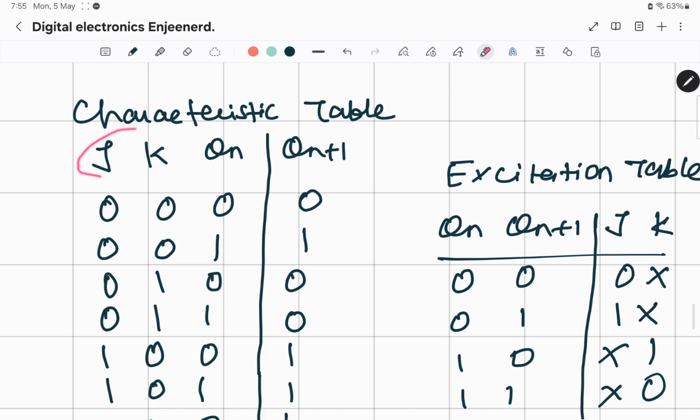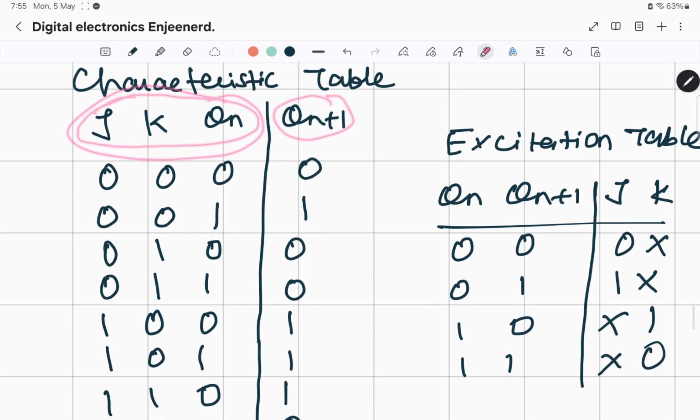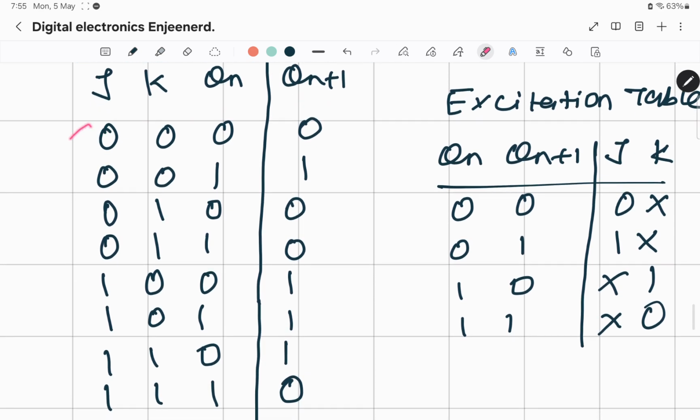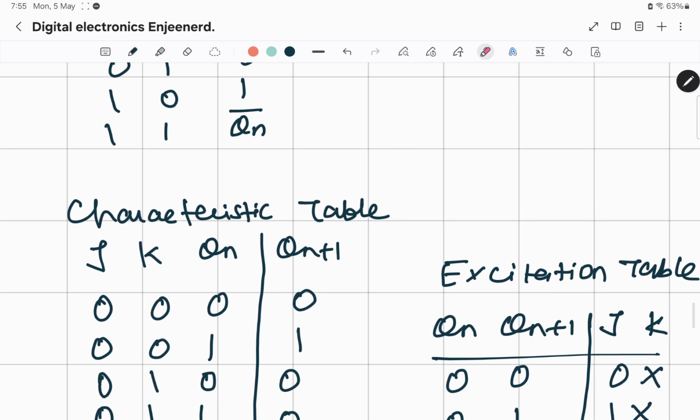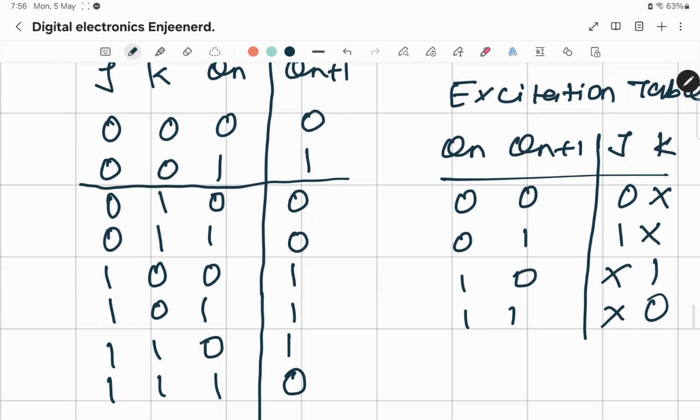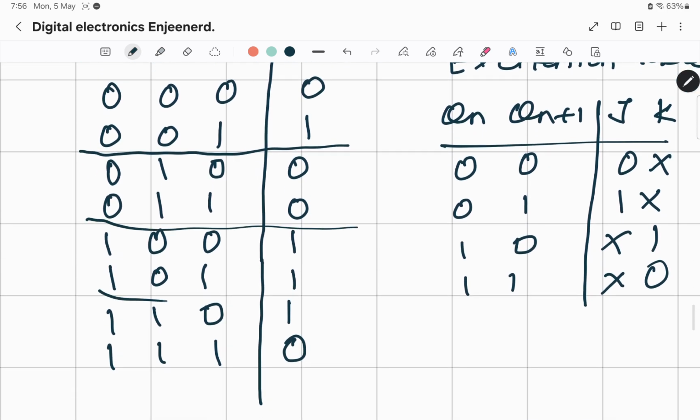Characteristic table will have J, K and the present state. We will find out what the next state is. Since you have 3 inputs to take care of, I will have 8 different combinations over here. From these 8 different combinations, we will write the value of Qn plus 1. So we will solve one. I will draw a line here for simplicity.